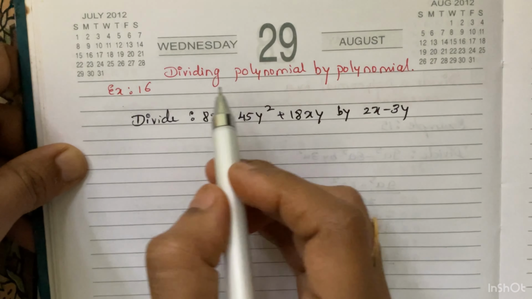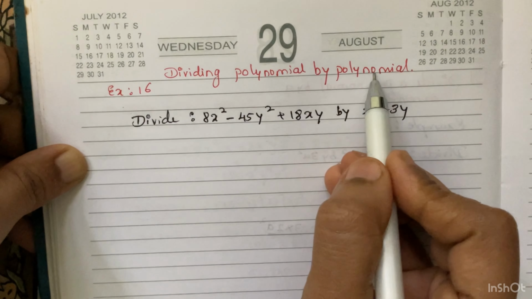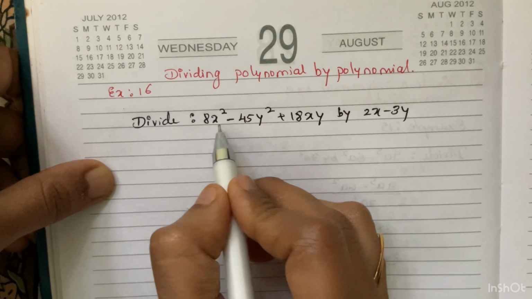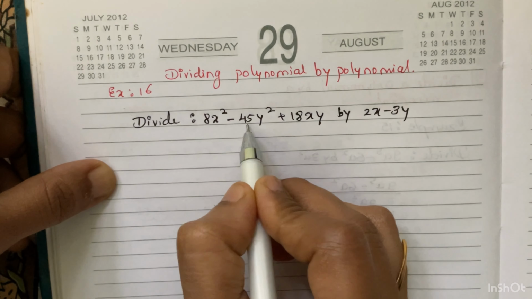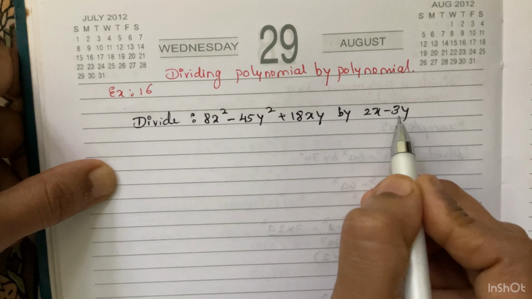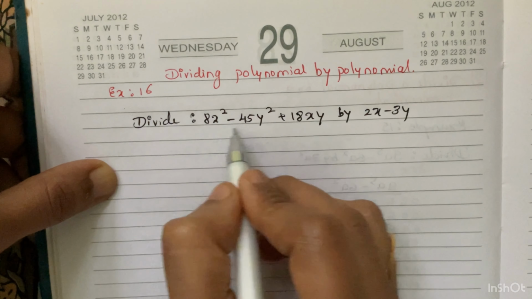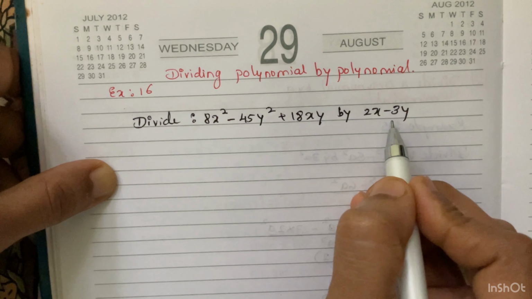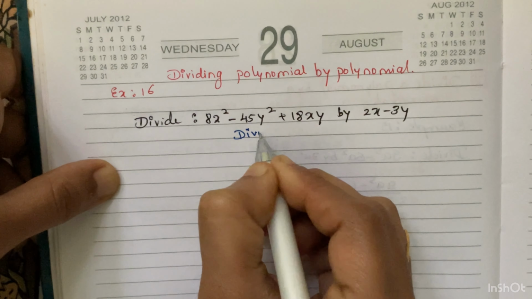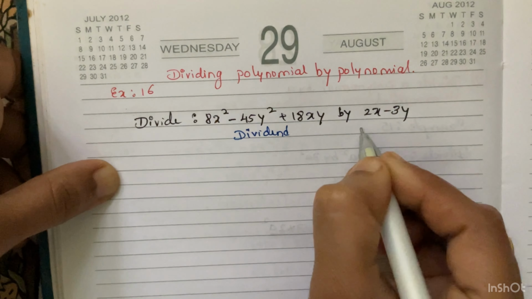Now we are going to learn dividing a polynomial by a polynomial. Here more than one term will be there. Look at this example 16. Divide 8x square minus 45y square plus 18xy by 2x minus 3y. So this polynomial we are going to divide by this polynomial. So this is the dividend, and this is the divisor.